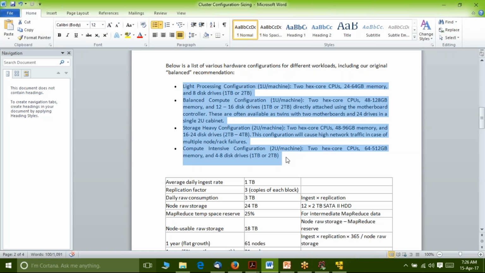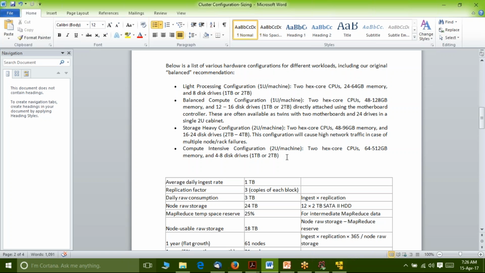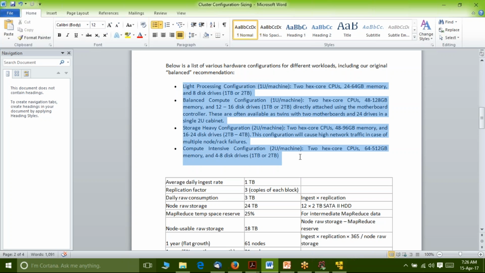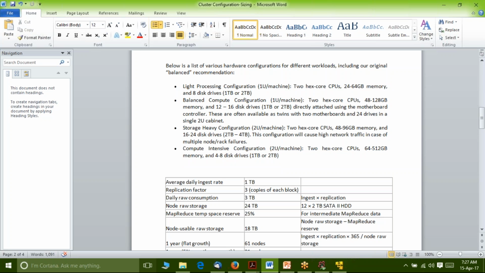Hardware configuration, in the sense of your CPU capacity, your network, your Ethernet cards and all that, you decide based on the type of cluster you are going to set up. Is it a light processing cluster or a balanced compute configuration, where you use it equally for both storage and computing? Or a storage heavy configuration, because my core goal is only to offload my data storage. I also do the processing, but my core need is the storage.